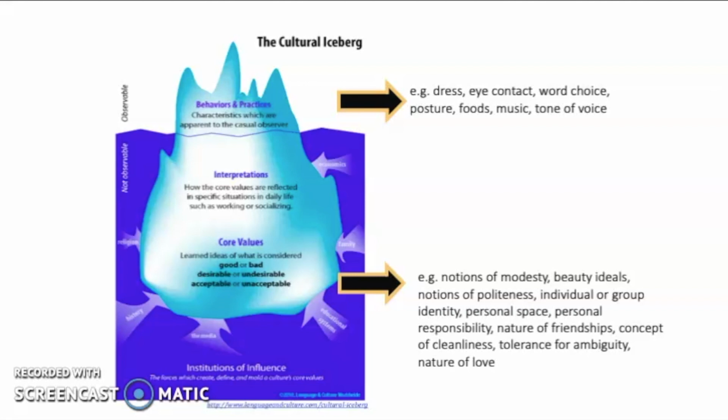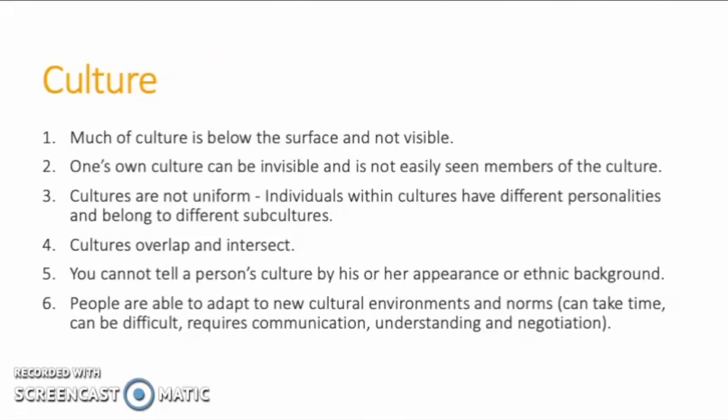So these are things like interpretations, so how the core values are reflected in specific situations in daily life, such as working or socializing, and core values, learned ideas of what is considered good or bad, desirable or undesirable, and acceptable or not acceptable. And you can see there's all sorts of external factors influencing that. These are like notions of modesty, beauty ideals, notions of politeness, individual or group identity, personal space, personal responsibility, etc. So in regards to culture, most of that culture is below the surface and it's not visible, just like that iceberg. One's own culture can be invisible and it's not so easily seen by members of other cultures.